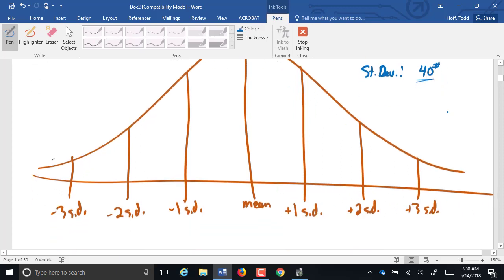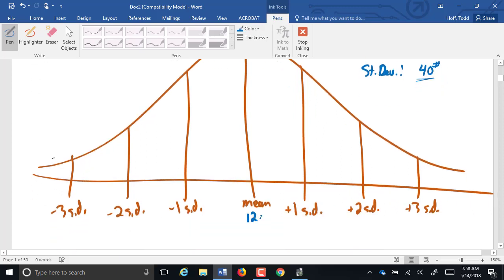What this bell curve is saying is the very center of the bell curve is 1,200 pounds. Each step is a standard deviation, so that's 40 pounds. So this is 1,240 pounds, 1,280 pounds, 1,320 pounds. Going this way, subtracting 40 pounds at a step is 1,160, 1,120, and 1,080. Well, what do those tell us?